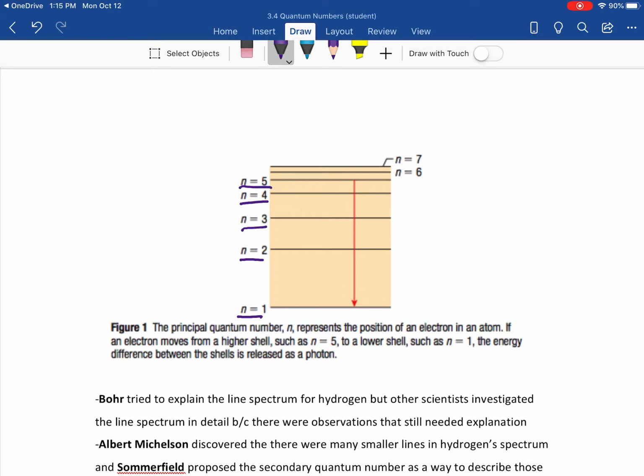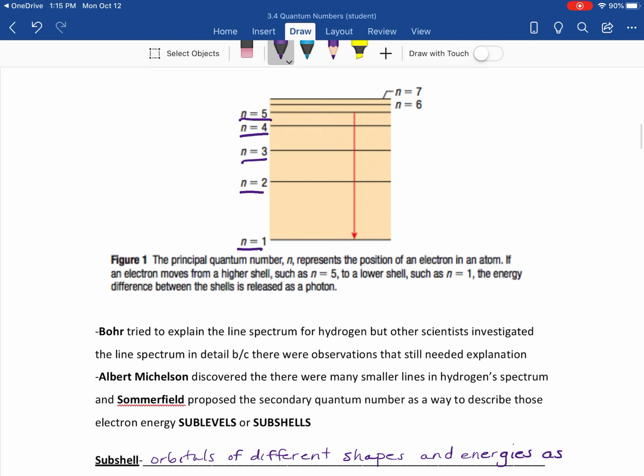We can go up to 6 and 7 as well. Now, what Bohr saw when he did the line spectrum for hydrogen, he saw 4 lines, okay? And so that's where he got his 4 shells or 4 energy levels, right? But when they looked at more detail, they saw smaller lines in the spectrum. Not just the big lines, there were smaller lines. And that's when, this is a big one, Michelson and Sommerfeld proposed this thing called a secondary quantum number.